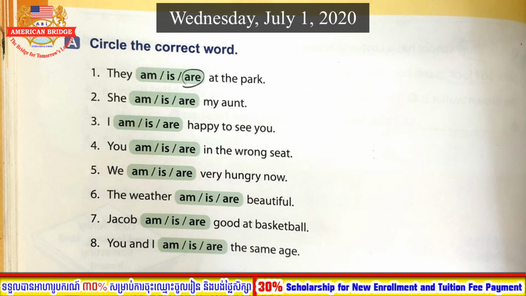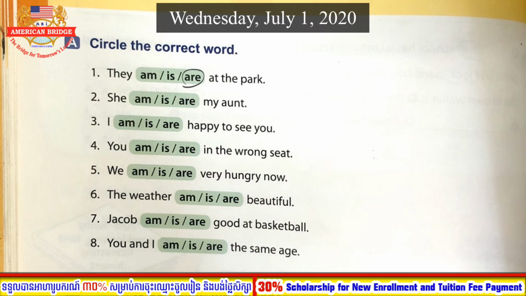Let's go to number 7. Jacob, it is the name of a person. Jacob am good at basketball, is good at basketball, or are good at basketball. So look at our subject. Our subject is Jacob. It's one person, right? Third person singular, he. So Jacob is good at basketball.